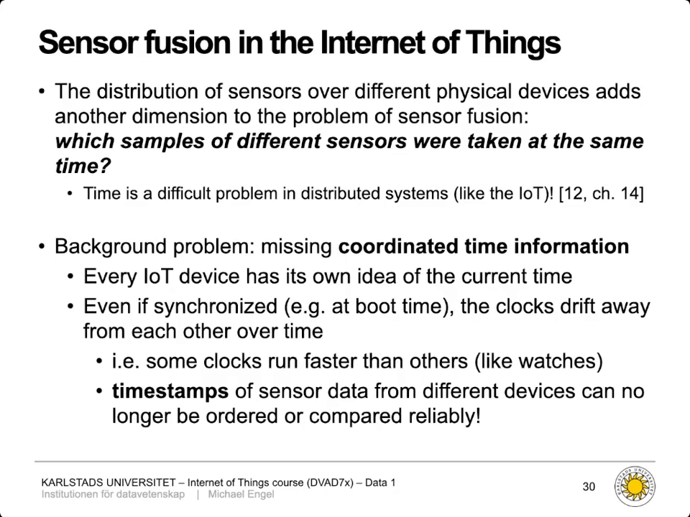So every IoT device has its own idea of the current time. And of course, we can synchronize clocks. We can say we boot up all devices at the same time and they start with a given clock, and this is identical for all the devices. The problem is that these clocks drift away from each other over time.